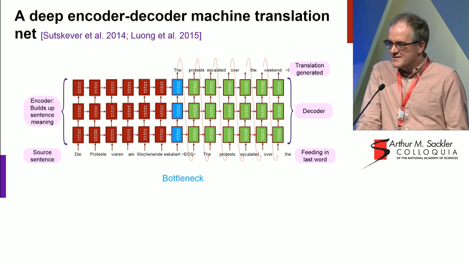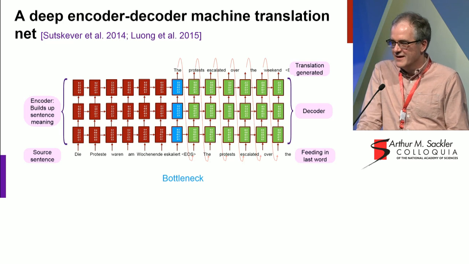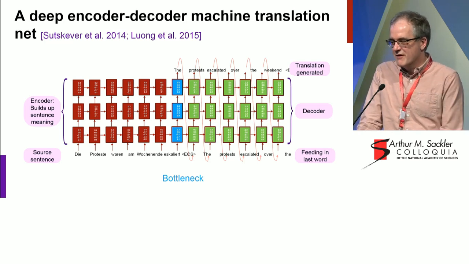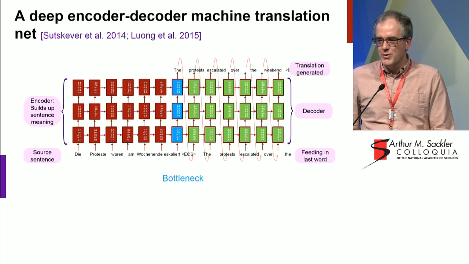There's still one big limitation of having this structure that I've shown here, which is all the information the source sentence has to pass through one time step where it's then used to generate all of the output. So we kind of have a bottleneck between our two neural networks. That's unlike what a human translator would do, because a human translator would look back at the source sentence and translate bits of it as they go.